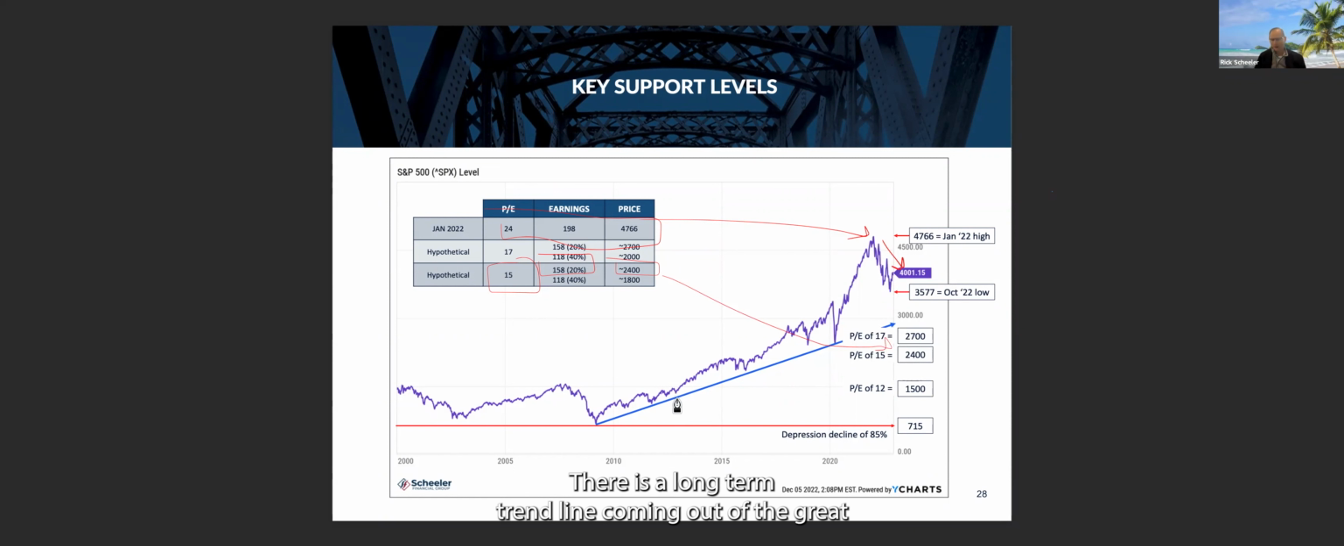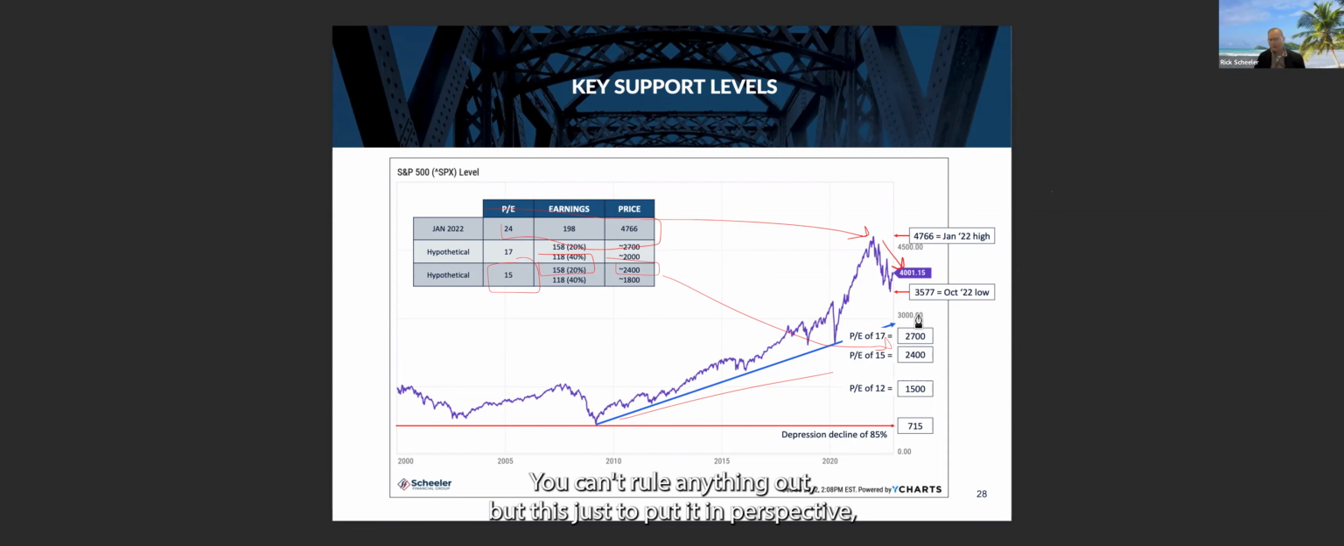There is a long-term trend line coming out of the great financial crisis, which is just shy of 3,000. So 2,400 is definitely lower than anybody's estimates, but I think it's on the radar. I think we just want to have a strategy that is prepared for something like that to happen. I definitely don't think this is going to happen.